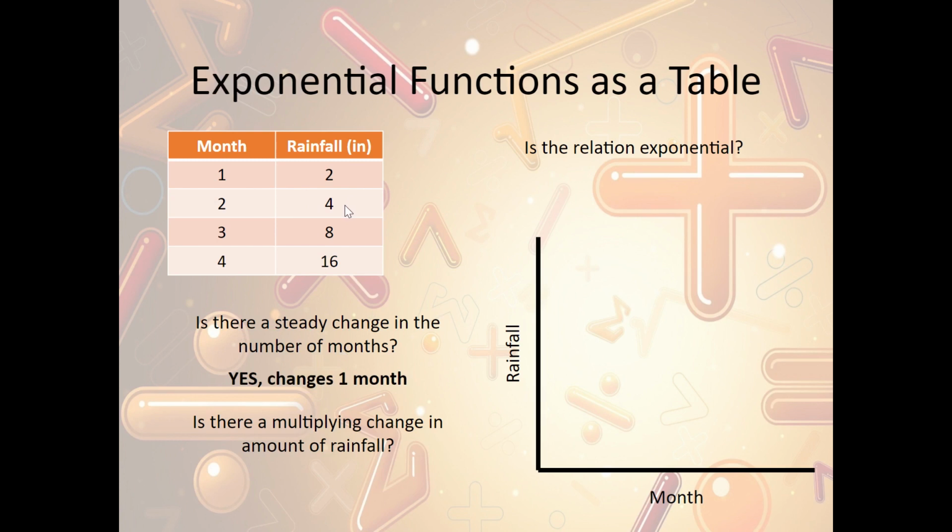Now here we have 2, 4, 8, 16. There is a steady change, and it is multiplication. We're multiplying by 2 each time. 2 times 2 is 4, 4 times 2 is 8, 8 times 2 is 16. So we're seeing a steady change and it's multiplication. It is doubling or multiplying by 2 each month. So therefore, is this exponential? Yes, it is. And if we were to plot these points, it would look something like this and form this curve.